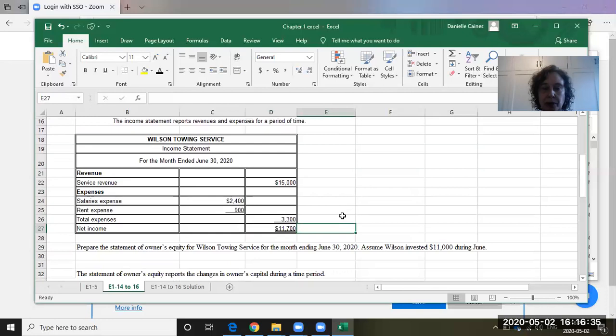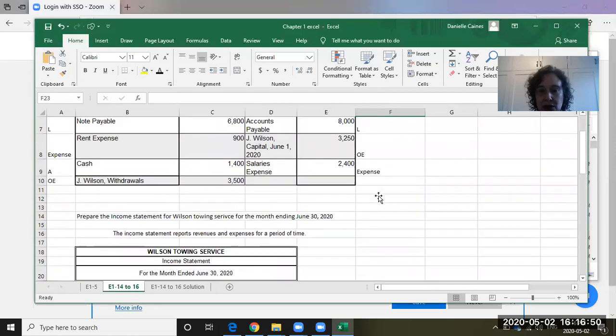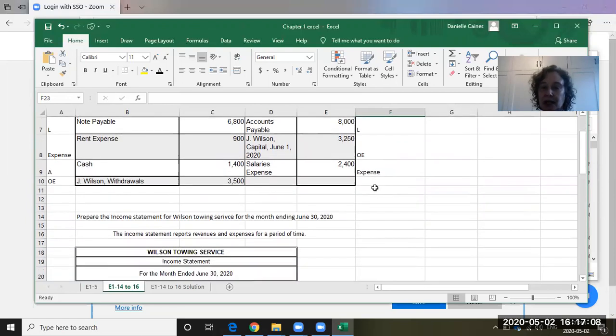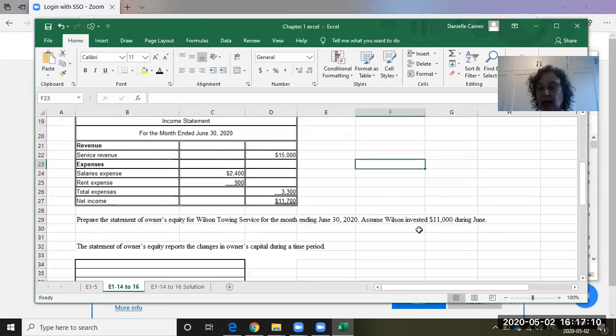The next statement that we're going to prepare is the statement of owner's equity. Again, it's for a month, so it's for the month ending June 30th. They also give us a little extra information. Assume Wilson invested $11,000 during June. You'll see the owner's equity. They're telling us J. Wilson, Capital. You always start with the owner's name, J. Wilson, comma, capital is the capital account. It's starting off with $3,250. So at the beginning of the month, the owner's equity account was $3,250. But they're telling us that during the month, the owner invested $11,000.